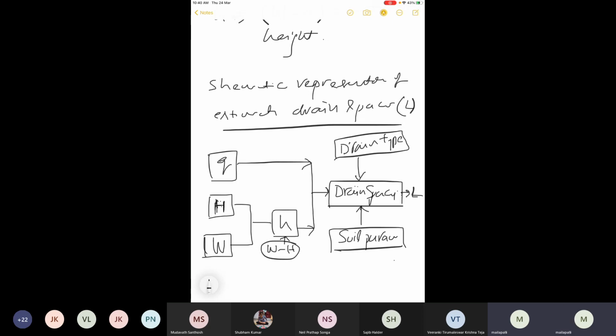So these are the inputs, and this you have to estimate. For that you need a drain spacing formula and the other information. So our aim is to find out what the drain spacing formula is. We are going to find out.